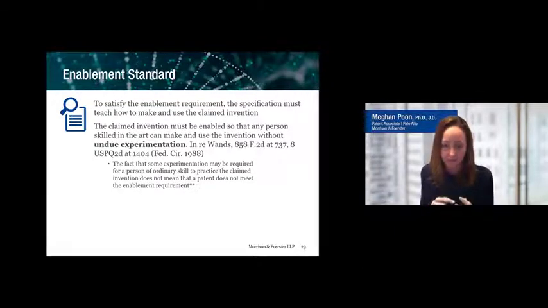And I put here a bullet which is very important, and that's the fact that some experimentation may be required doesn't mean that the patent isn't enabled. So you don't have to spell out every single way to make something that falls within the scope of your claims. It's okay to have a little bit of experimentation, but the question is always, is that experimentation undue? And again, based upon the current status of case law, the threshold is becoming higher and higher. So you have to provide more and more disclosure around how to make and use something in order to meet the enablement standard.